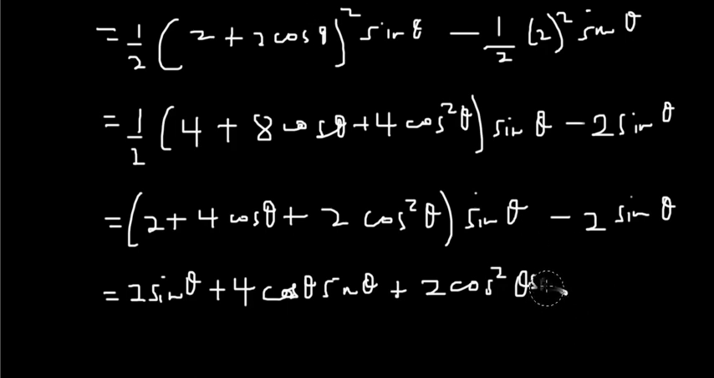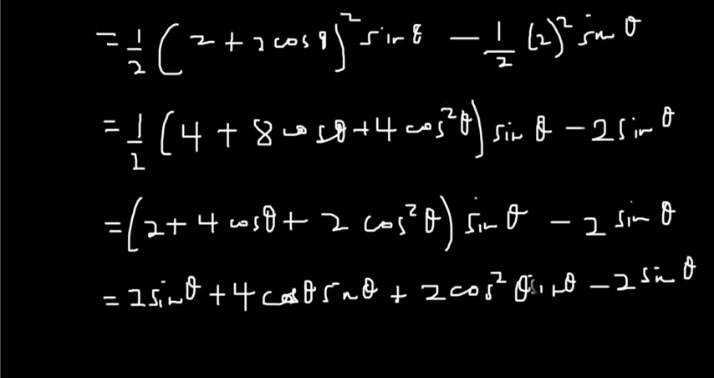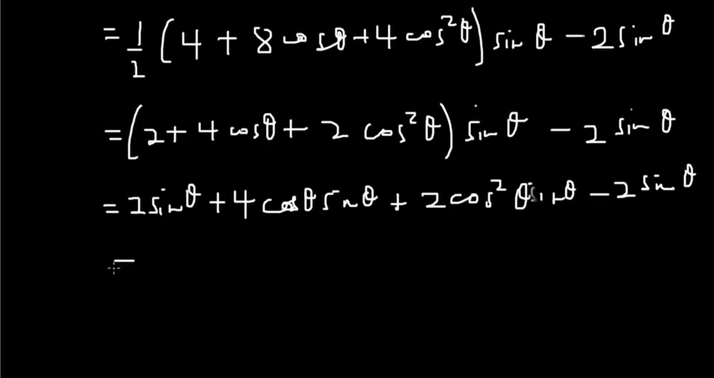Okay, let me write the sine. So we have sine theta, and then we have minus 2 sine theta. So from here you could do your simple cancellation and all that. So we have 2 sine theta over here. This is also 2 sine theta. So you could notice that this will just cancel this. Then you'll be left with 4 cos theta sine theta plus 2 cos squared theta sine theta.